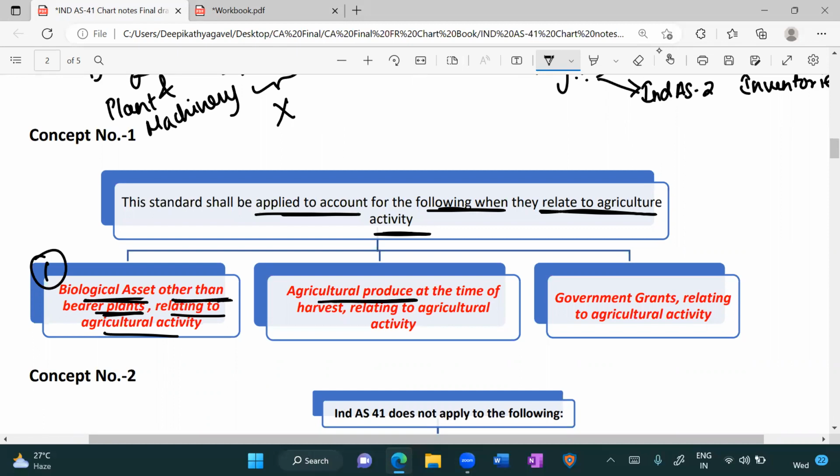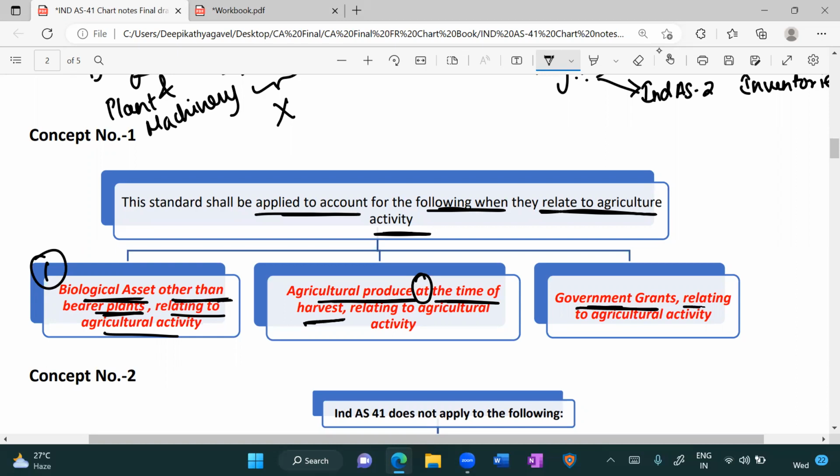Similarly, agricultural produce at the time of harvest. Here, very important is at the time of harvest. For any agricultural produce at the time of harvest, which standard will apply? IND AS 41 will apply. It's because after you harvest it, it turns into your inventory, and then which standard will apply? IND AS 2. So mangoes, while you pluck them, are an agricultural produce, and IND AS 41 will apply. Once they are plucked and you package them, that time they turn into your inventory, and IND AS 2 will apply. So for agricultural produce at the time of harvest, IND AS 41 will apply.